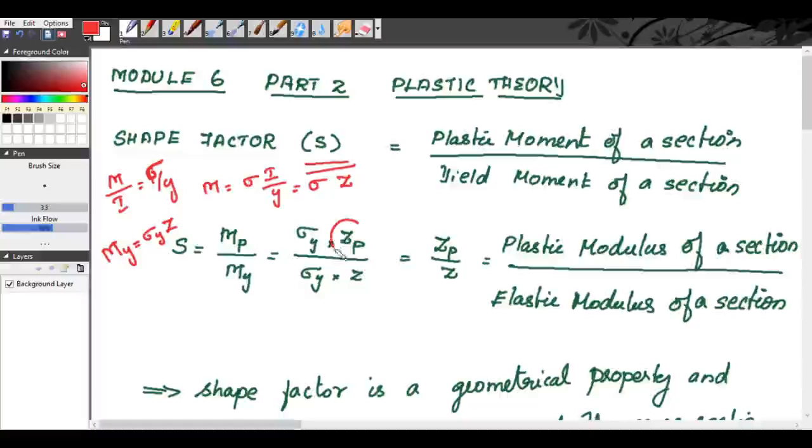We represent plastic section modulus as Zp. So you can cancel this sigma y, that is yield stress. So we get shape factor is equal to plastic section modulus by elastic modulus of a section. That is why here it is plastic moment of a section by yield moment of a section. That is nothing but plastic modulus of a section divided by elastic modulus of a section. So shape factor can also be defined as the ratio of plastic modulus of a section to the elastic modulus of a section.